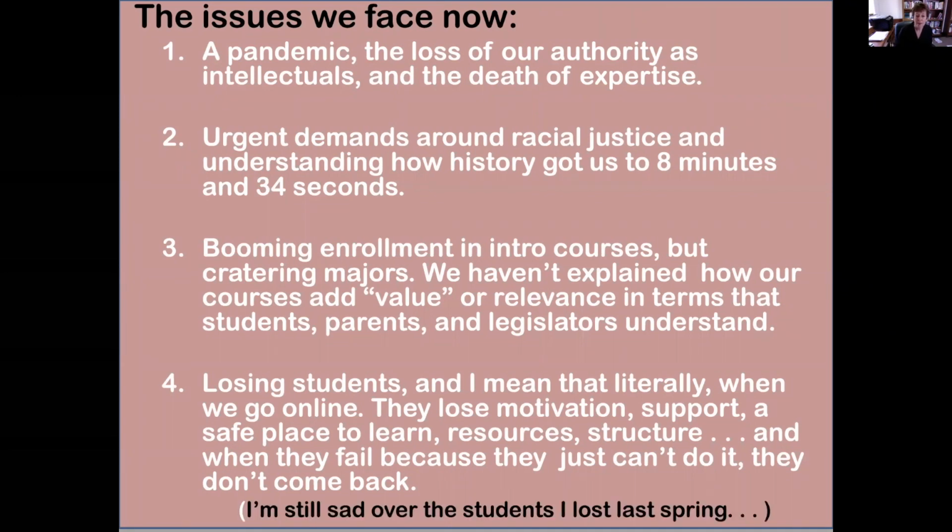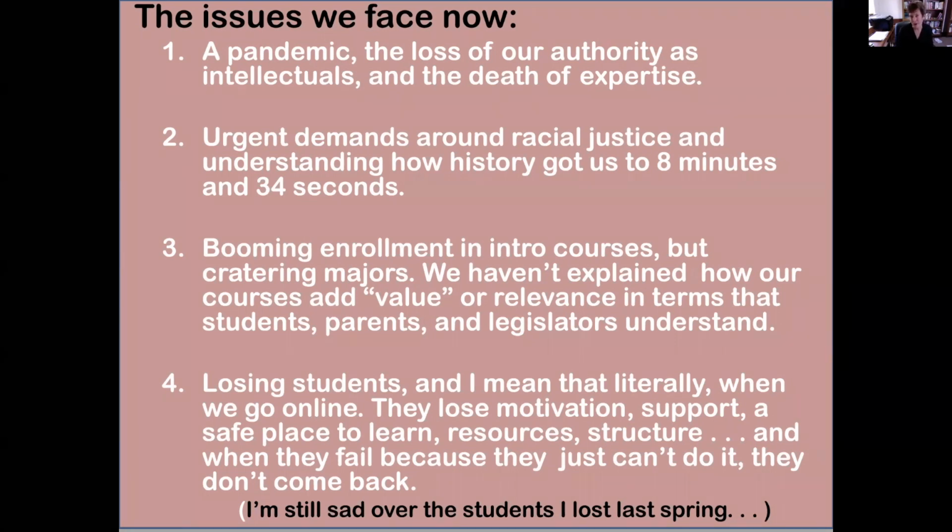So one of the things, and I'm still sad over some students I know I lost last spring that I could have helped over the hump if we'd been in person. So this is important. If we fail to get students engaged, and even in this particular course, it's a huge loss. And at this moment, I think it feels a little dire.